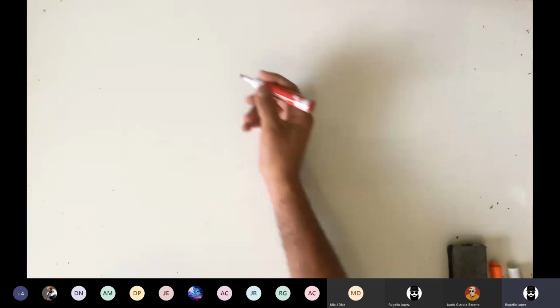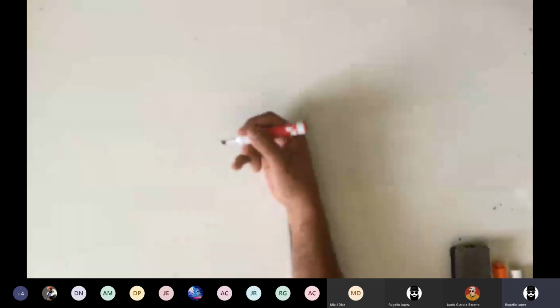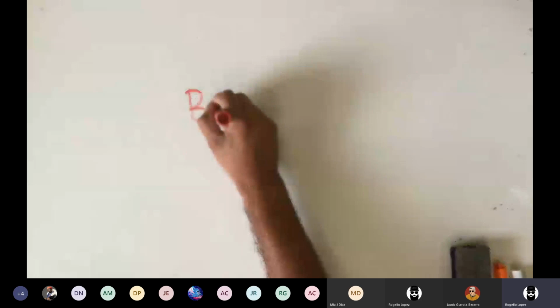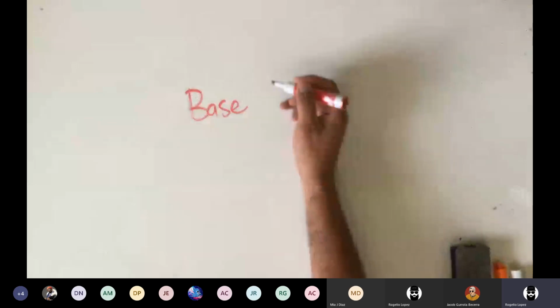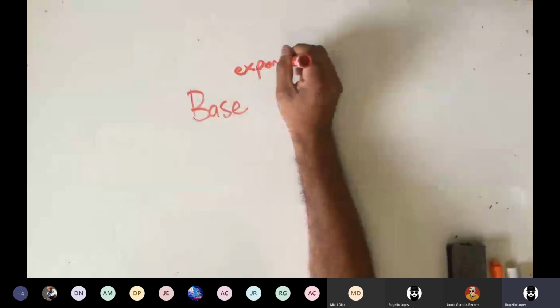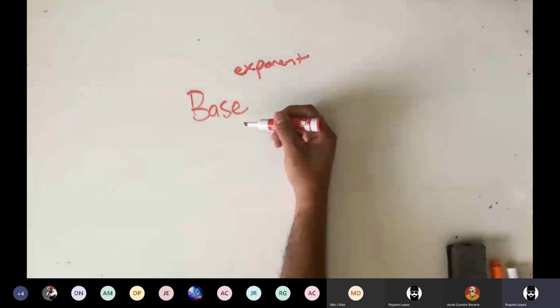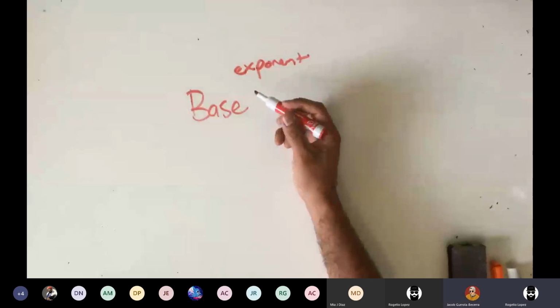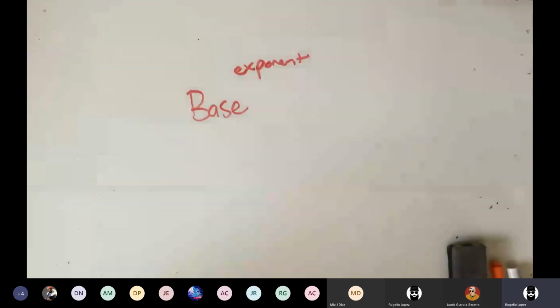All right, so we're going to do powers and exponents. When you have powers and exponents, you have a base, which is your big number, and then you have a small number up here that's called the exponent. The base is going to be your main factor. That's the one number you're going to be using. And the exponent is telling you how many of those.